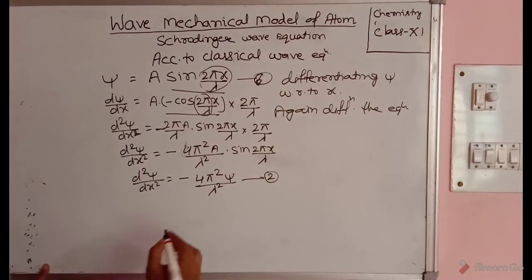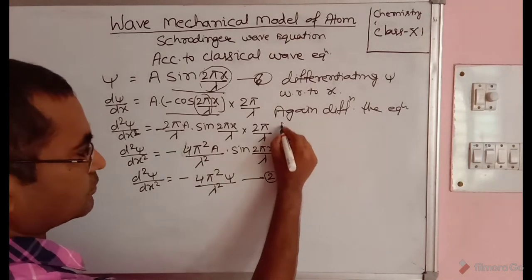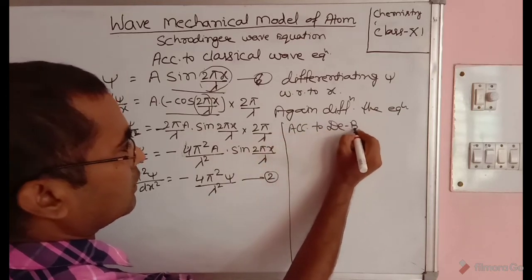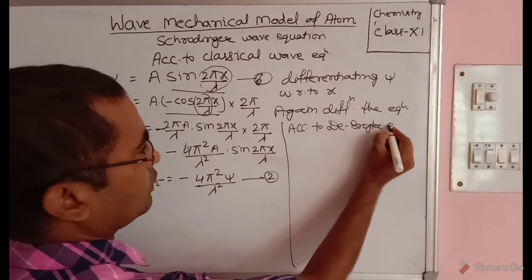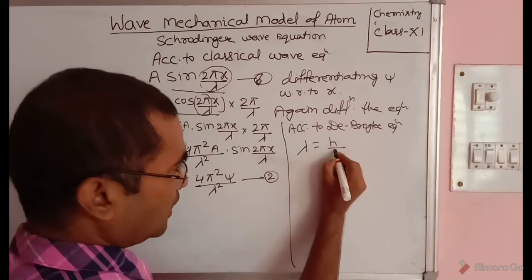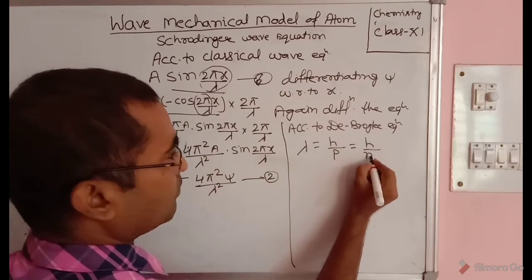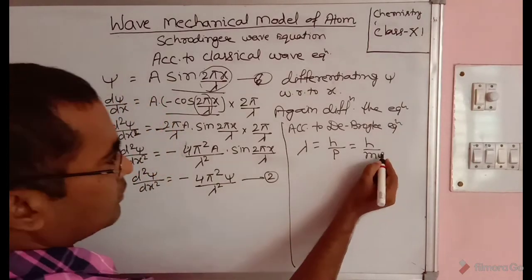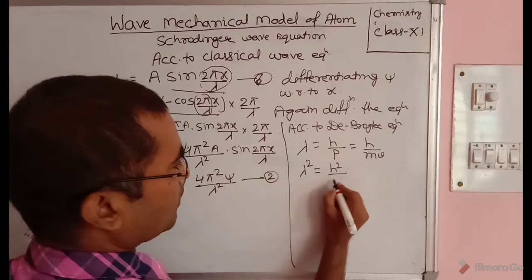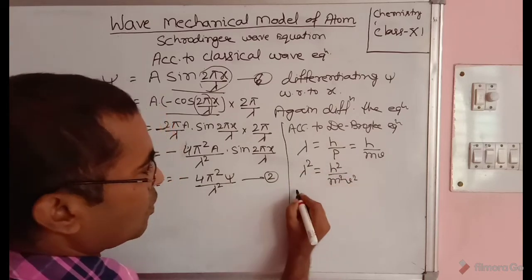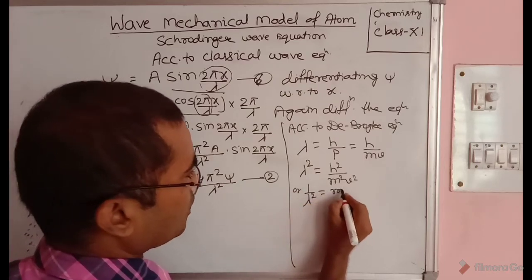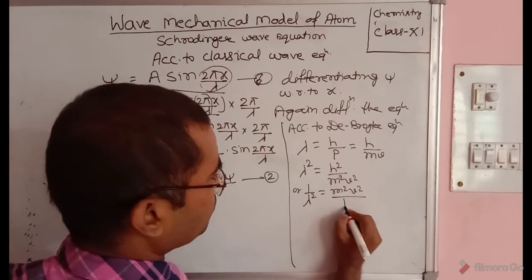Now, according to the de Broglie equation, lambda is equal to h by p, or h by mv. Squaring both sides, lambda square is equal to h square by m square v square, or you can write 1 by lambda square is equal to m square v square by h square.